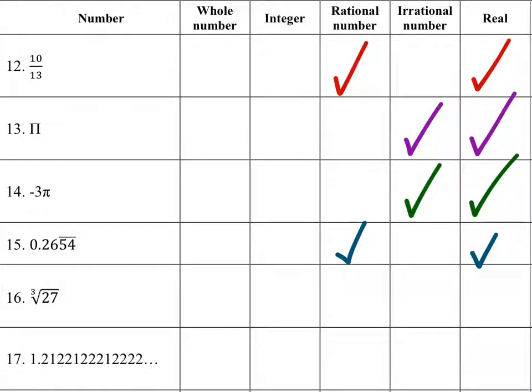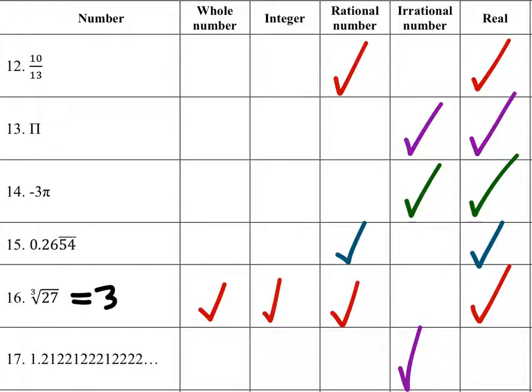16, the cube root of 27 is actually 3. 3 is a whole number, which is an integer, which is rational and real. On this one, we see the pattern right here: you've got a 2, then a 1 with two 2's, a 1 with three 2's, a 1 with four 2's. So the next one would be 1 and five 2's. While we can predict the pattern, that doesn't mean that it's rational. This one would still be irrational, because it never repeats or terminates. So it's irrational, and it's real.